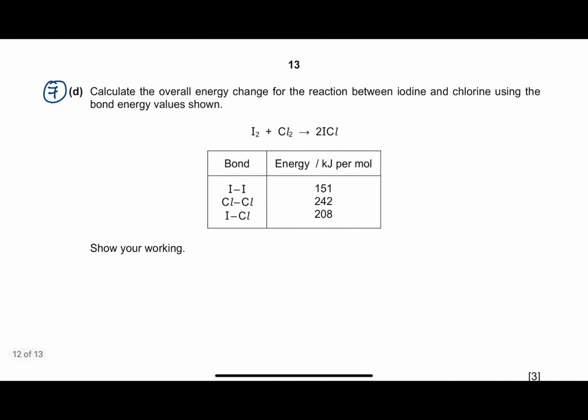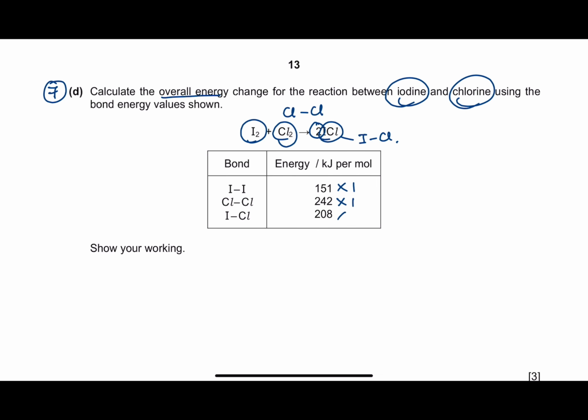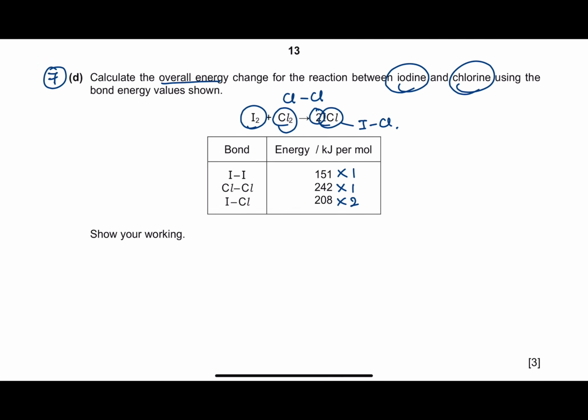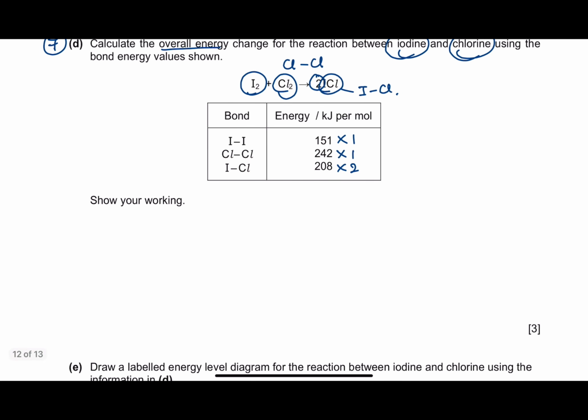So D says to calculate the overall energy change for the reaction between iodine and chlorine using the bond energy shown. So for iodine, there's only one bond, so you multiply it with 1. For chlorine, this means that you only have one single bond of chlorine, multiply this by 1 as well. Iodine chloride means the single bond would look like this, but you have 2 over here, so you multiply it by 2. So the first step would be to find the energy change for bond needed to form, which is in your reactants. So this would give you a value of 393 kilojoule per mole.